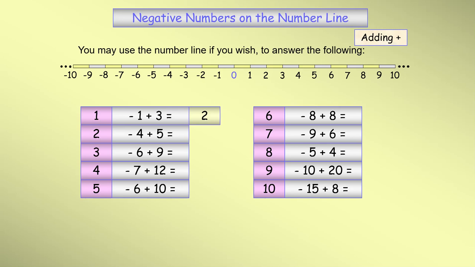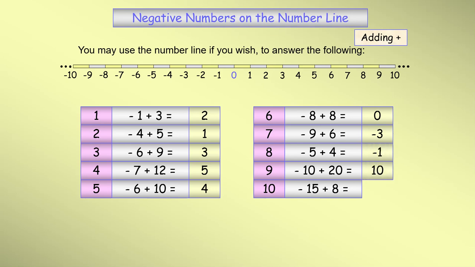So we've got our solutions. 1 is 2, 2 is 1. Remember, mark with a green pen. 3, 5, 4, should have 0 there. Minus 3, minus 1. So from minus 10 add 20, you get 10 and minus 7. Okay, so RAG rate your work. Should be neat. Should have all the questions written down. And moving on.